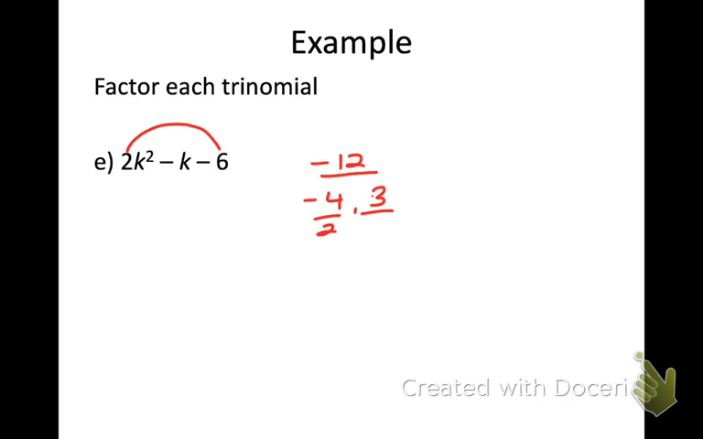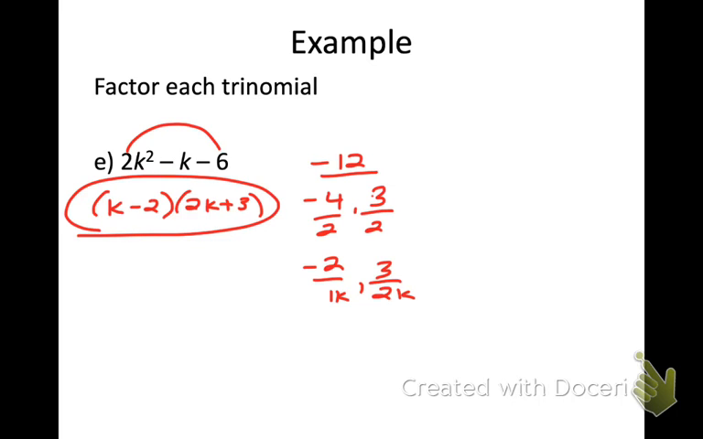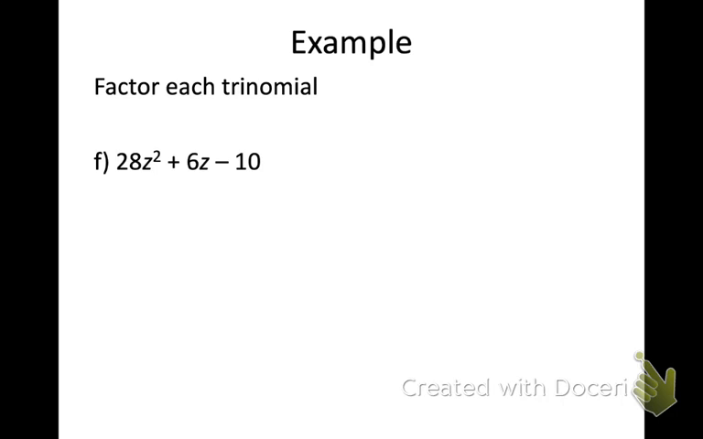Put them over 2, reduce, reduce, reduce, reduce. -2 over 1, 3 over 2. Put the k with the denominator. So k minus 2, 2k plus 3 would be your final answers there. Again, always multiply it out to check to make sure it works.